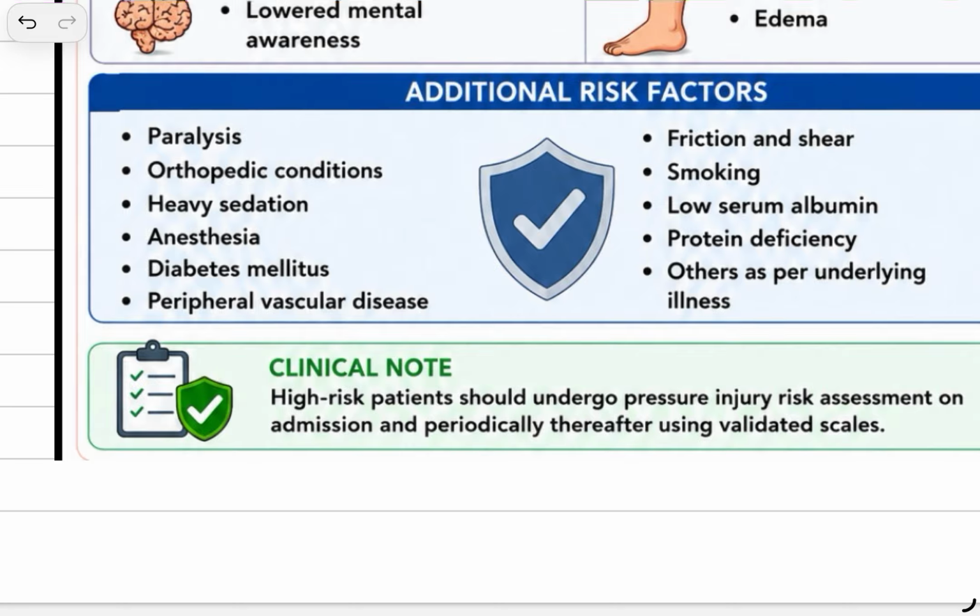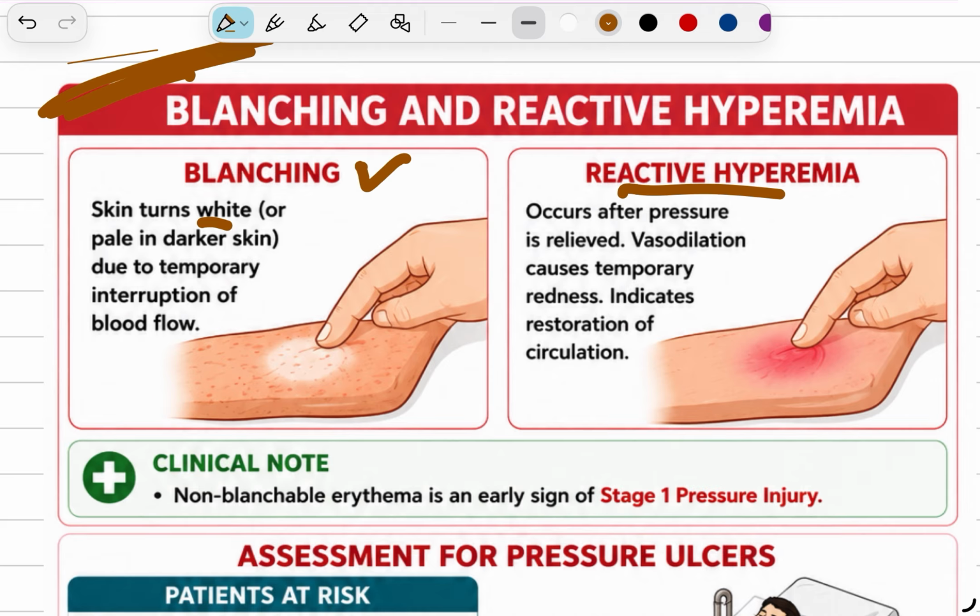Blanching means white if it appears when you are pressing. Suppose you are pressing here, and if it becomes white, then it is blanching. And you are pressing at the site of a pressure ulcer. Here is the site of the pressure ulcer, you think. You are pressing there, and that redness is not going away, okay. Here it is normal skin, mine is normal skin, but for the patient with a stage 1 ulcer, there is a reddened base, there will be reddened skin.